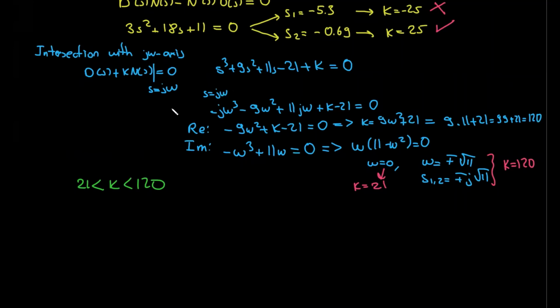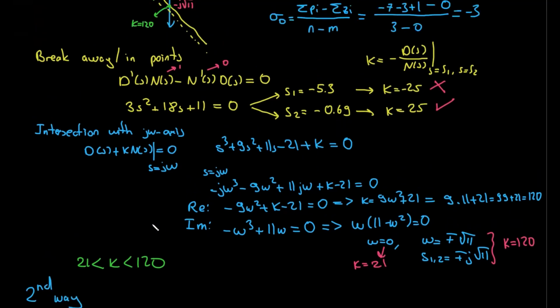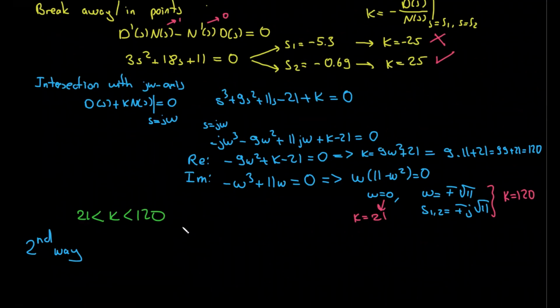And what is the other way of finding the j omega axis crossings? We would like to find the intersection with the j omega axis. And what is the second way of doing that? Routh-Hurwitz, exactly. So we can apply the Routh-Hurwitz method. Let me write it down: apply Routh-Hurwitz to d of s plus k n of s equals 0.